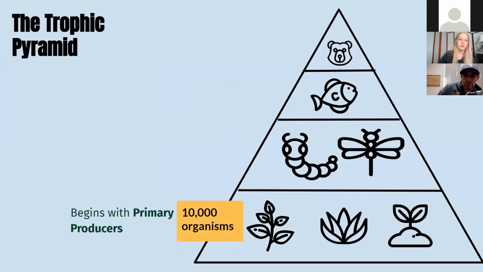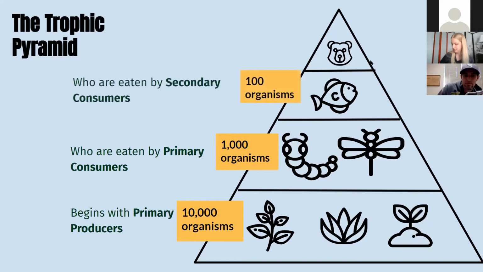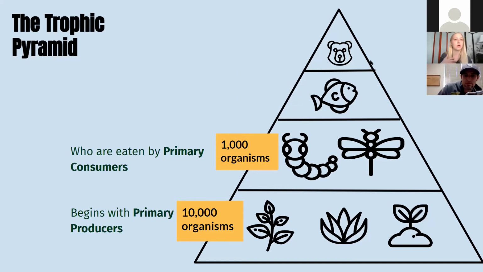So going over the trophic pyramid, it is basically an expansion on the food web. It is a pyramid because at the very bottom we have our primary producers, and we're going to have a ton of primary producers, and then after that we're going to have slightly less primary consumers. So we're going to have a ton of starting food, and then a little bit less of what's going to eat that starting food.